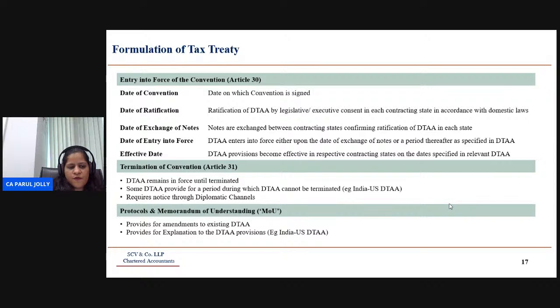Treaty protocols we have already discussed. Other than the treaties, there are certain MOUs which are also there in some of the treaties, like the India US treaty, wherein there is an MOU as to the interpretation of the term fee for included services. So these are also part of DTAs.